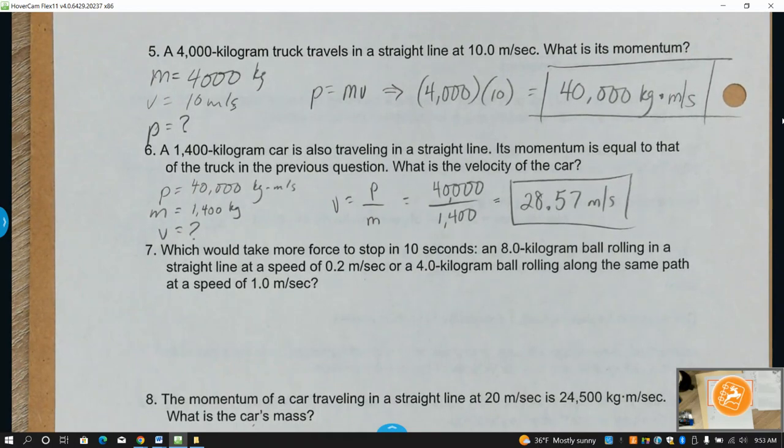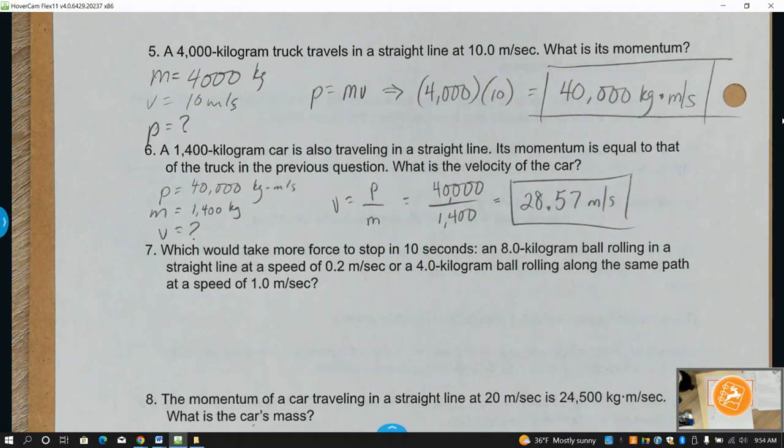So this one, guys, they're asking which would take more force to stop, all right? So to change its momentum down to 0. Would it be an 8 kilogram ball rolling in a straight line at a speed of 0.2 meters per second, or a 4 kilogram ball rolling in the same path at a speed of 1 meter per second?